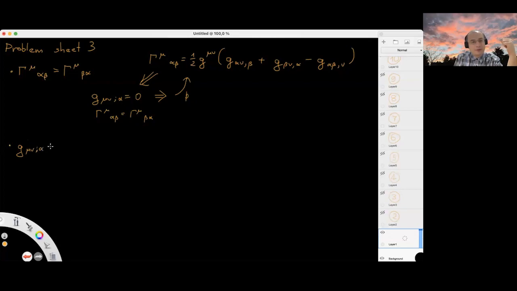So the only difficult part is again to show that g mu nu covariant alpha, which is equal to g mu nu alpha minus gamma sigma nu alpha g sigma nu minus gamma sigma nu alpha g mu sigma, is equal to zero. And look, this is just a question of relatively straightforward tensor algebra. So let's do it quickly.